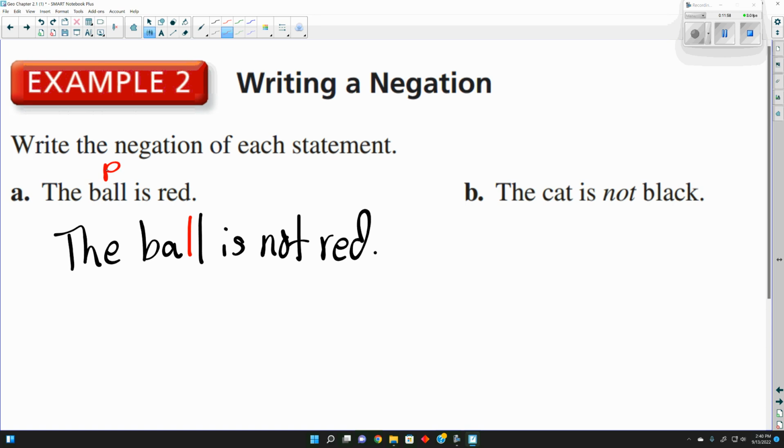Does it really matter if we do it like this instead of this one? That's fine. Yes. That's it. We just negated. It's the opposite of the statement. So the ball is red. So the negation of it, the ball is not red. The cat is not black. So the cat is black. That's it. Questions on this here?